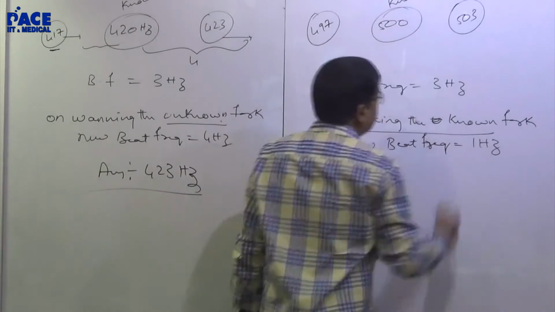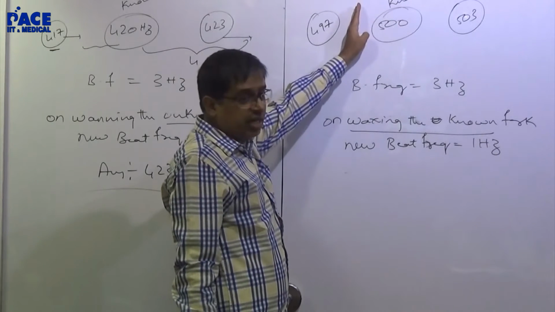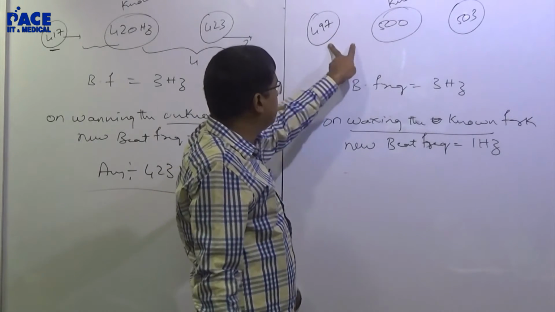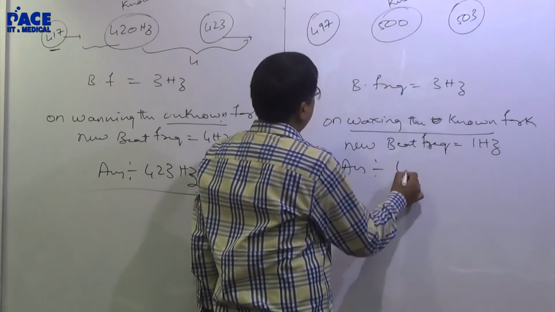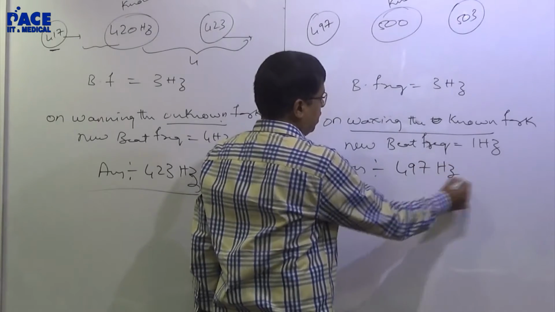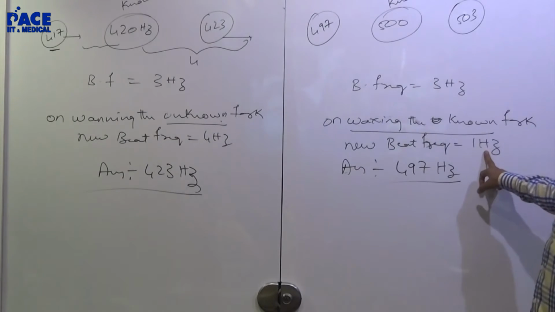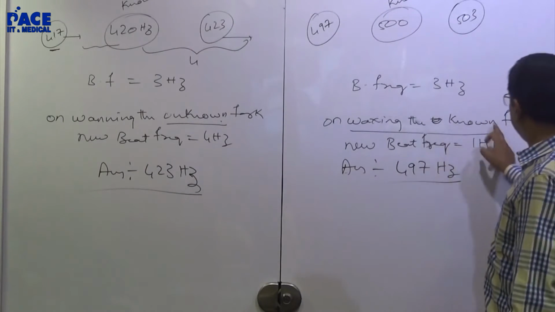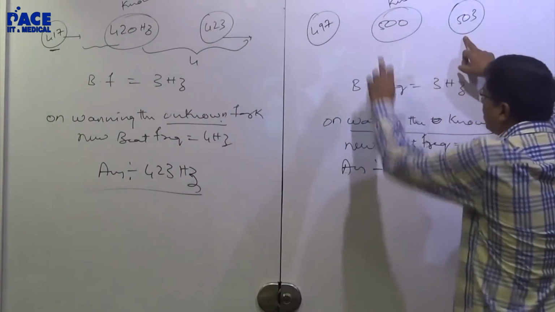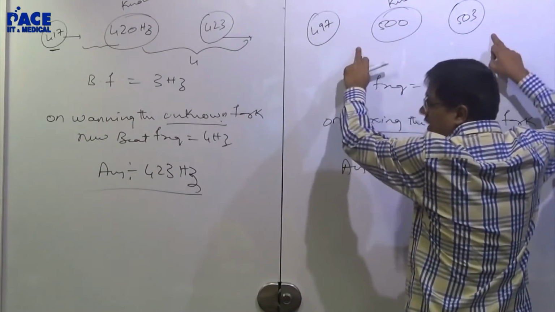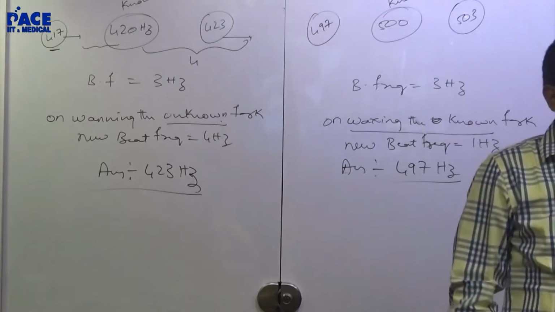On waxing the known tuning fork, its frequency will decrease. Now the difference between the two will be lesser than 3. Hence my answer is 497 hertz. The new beat frequency is 1. On waxing the known tuning fork, this frequency decreased. If this would have been the answer, then the difference would have been greater than 3. But here I have 1, that means 497 is my answer.